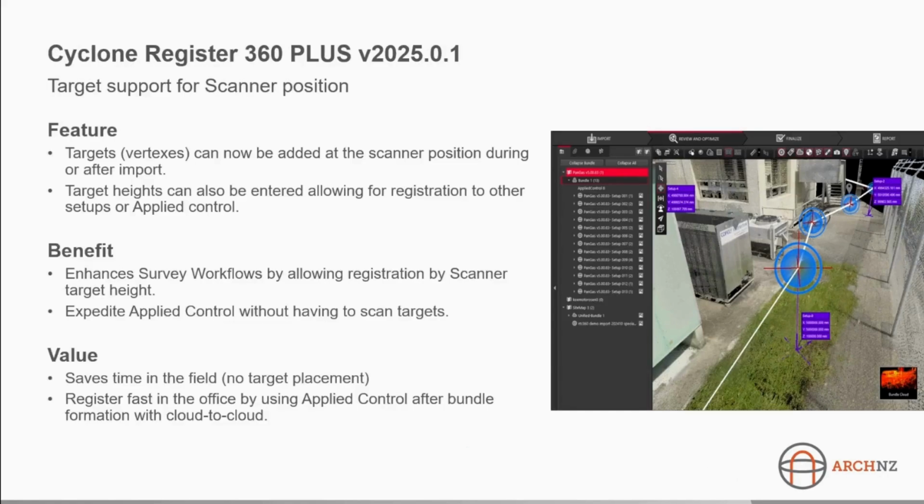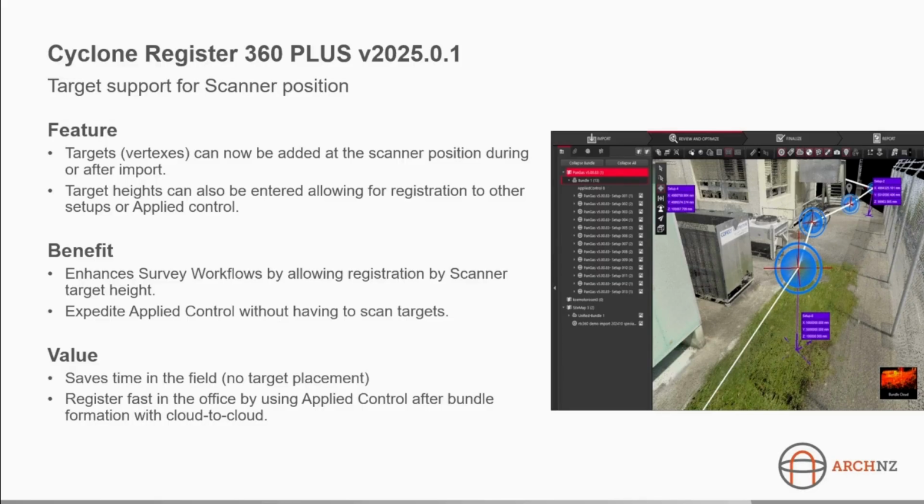So another improvement, and this is a kind of segue into Register 360 now, so leaving Field 360 behind and going into the office software. You can now extract target vertices at the scanner position itself. So if you set up the scanner using a traditional wooden survey tripod and a tribrach, set it up over a control point and measure the height, you could use that scanner position as a georeferencing object rather than have to lay out targets on the ground.